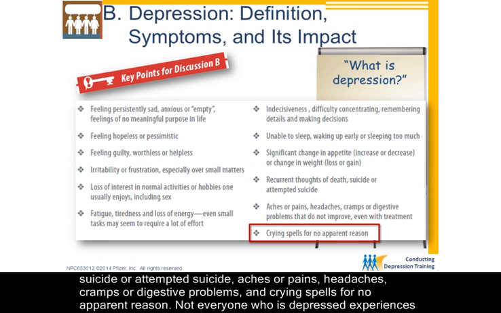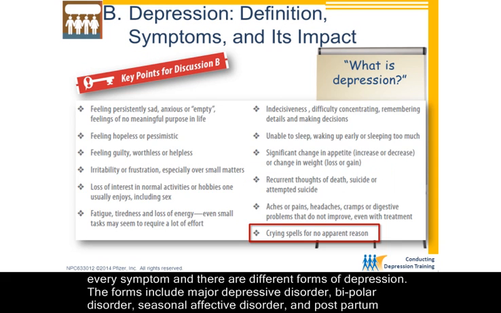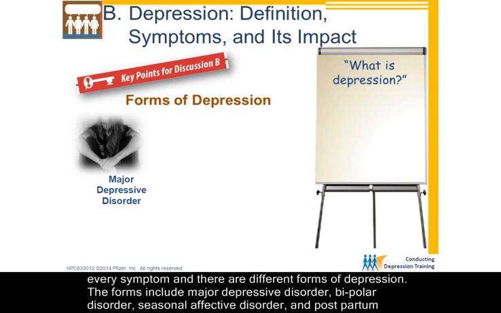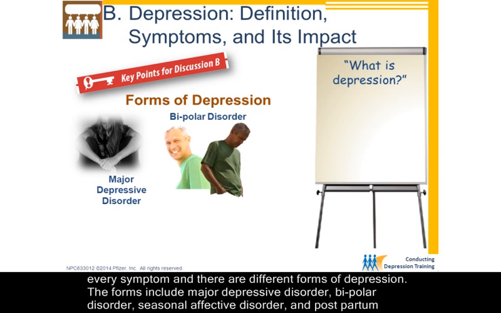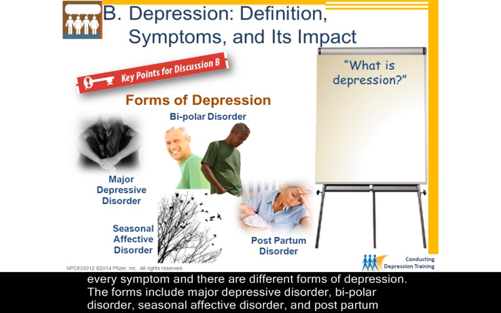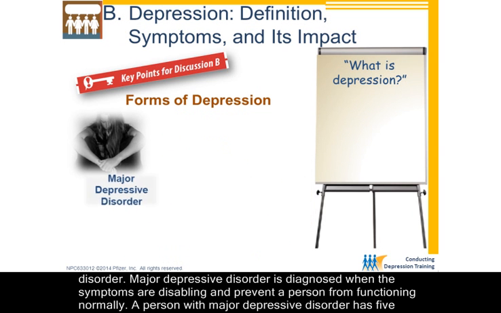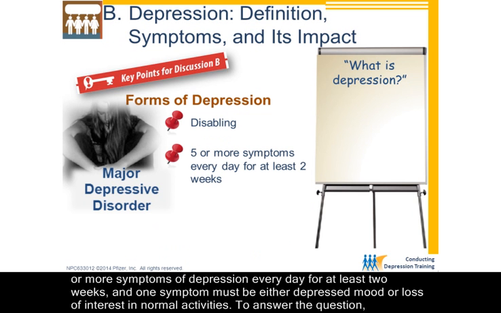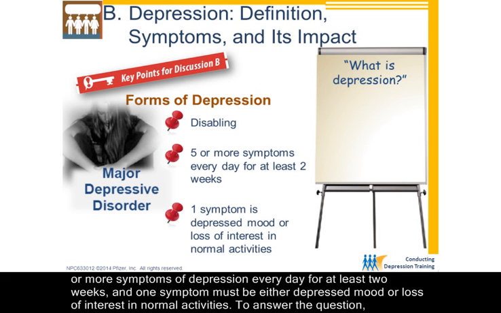Not everyone who is depressed experiences every symptom, and there are different forms of depression. The forms include major depressive disorder, bipolar disorder, seasonal affective disorder, and postpartum disorder. Major depressive disorder is diagnosed when the symptoms are disabling and prevent a person from functioning normally. A person with major depressive disorder has 5 or more symptoms of depression every day for at least 2 weeks, and one symptom must be either depressed mood or loss of interest in normal activities.